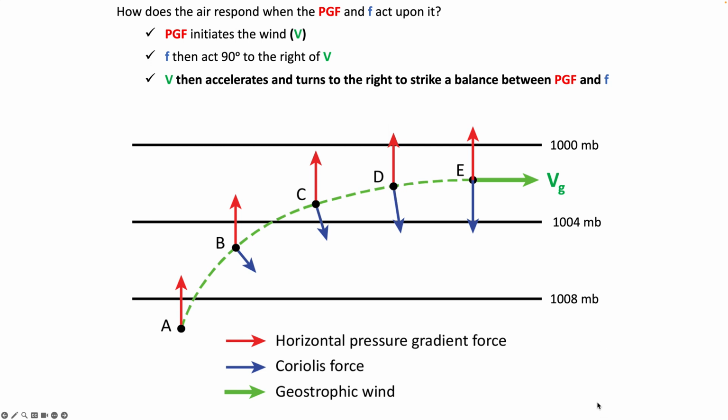Once this balance is achieved, we're basically where we need to be, and there'll be no more adjustments in the forces or in the wind. The wind that we get when the forces are in balance represents the balance between these forces. So the acceleration and turning will continue until balance between the pressure gradient and Coriolis forces is achieved.